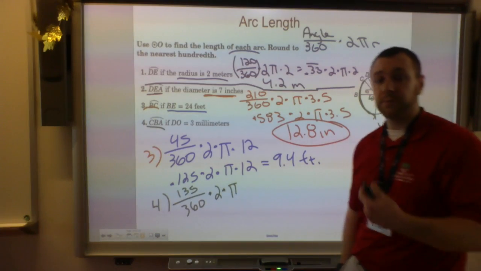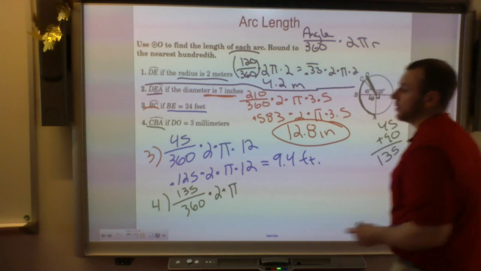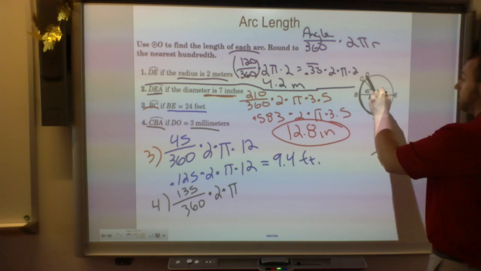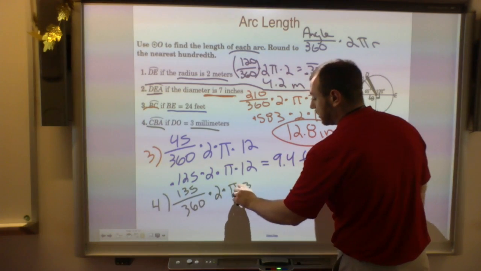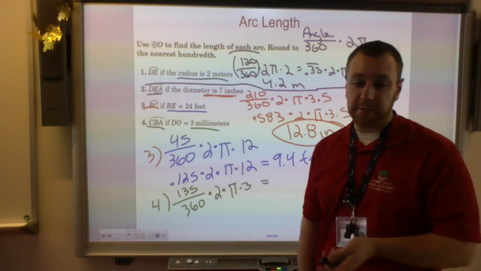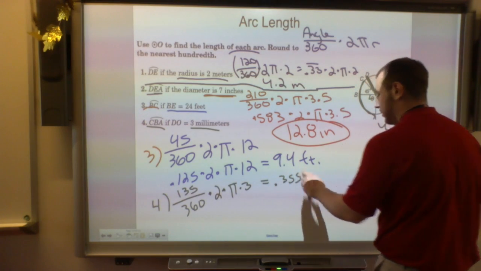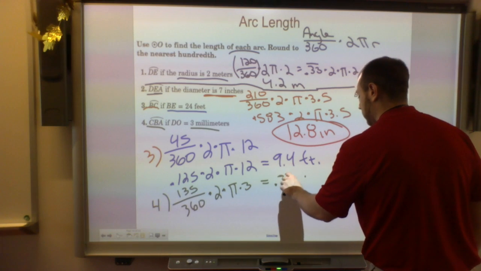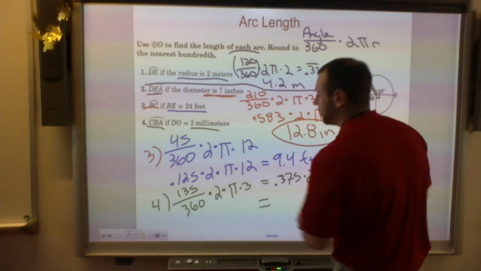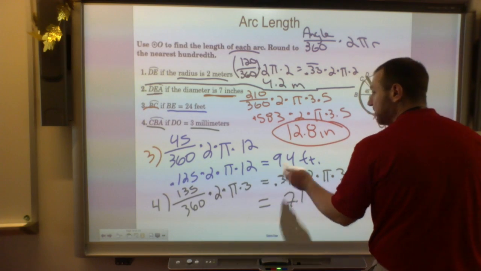Now I need my radius. Well, the information that they give me is that D to O is 3 millimeters. Now the radius goes from the center to the outside of the circle, which DO it does. So that is my radius. Now I'm going to do that division again, and I'm going to get 0.375 times 2 times pi times 3. My grand total for number 4 comes out to be 7.1 millimeters.